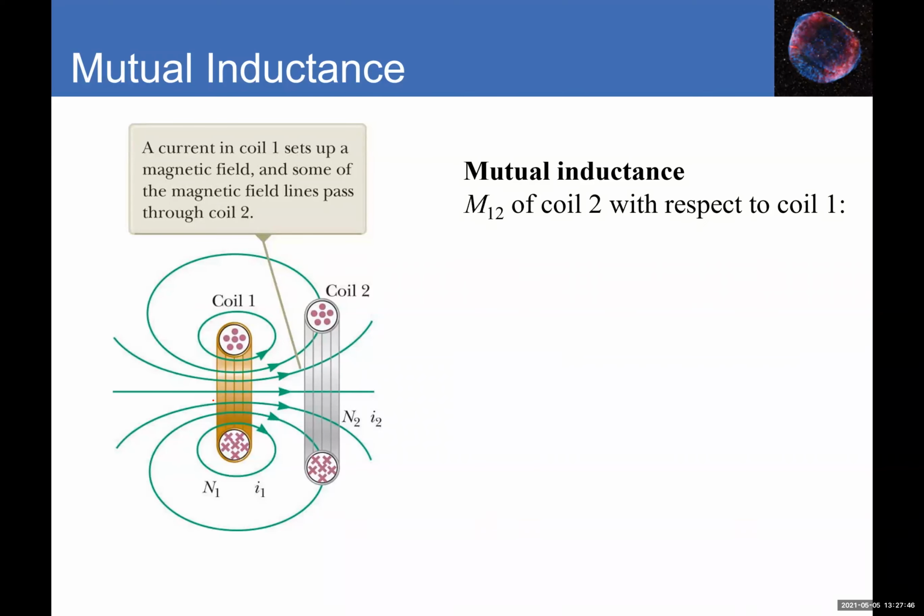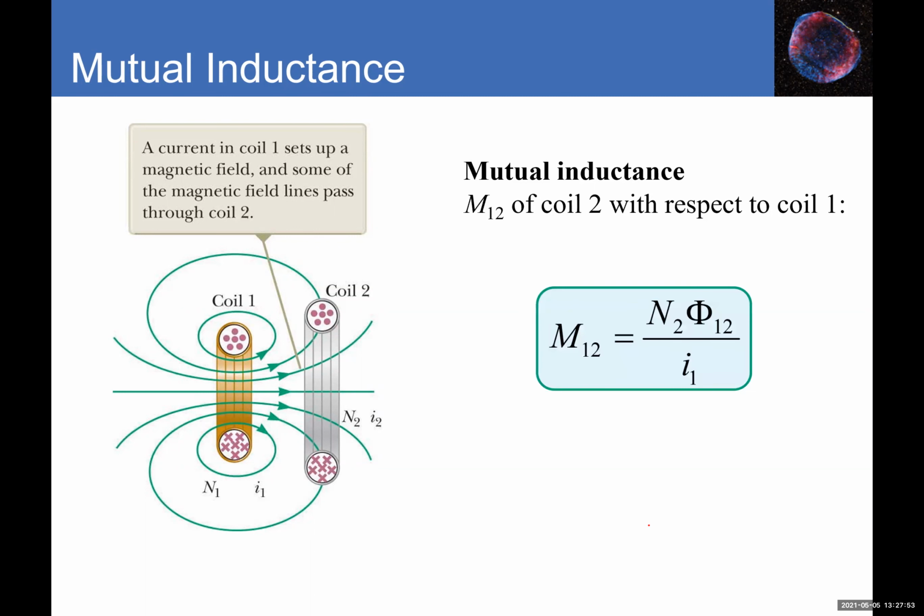All right, so M12 of coil 2, this is the mutual inductance, M12 of coil 2 with respect to coil 1. All right, so again, written like this. Now, one of the things we can talk about here is that, as I said, you're going to have induced EMF in coil 2 due to the fact that the flux will be changing. Again, we're assuming that you can calculate the mutual inductance in terms of the flux, not time varying flux, but let's say the flux.